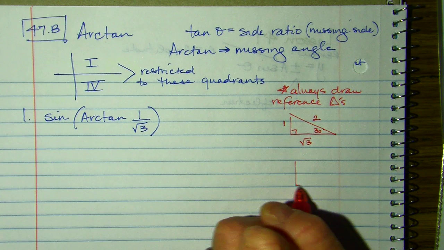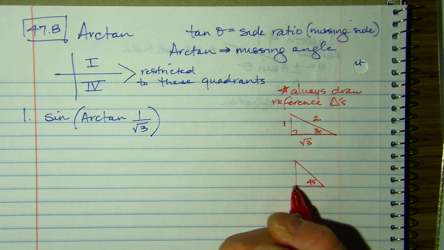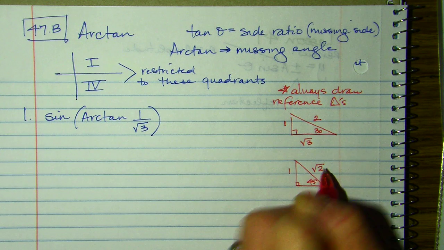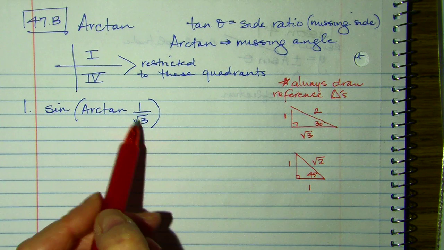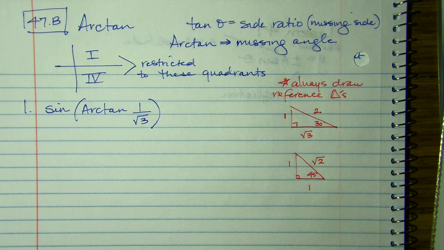The other one is a 45, 45, 90 where my legs are the same. So 1, 1, root 2. So when I see this, root 3, I know I'm talking about the 30, 60, 90. Now I'm also going to draw a picture.